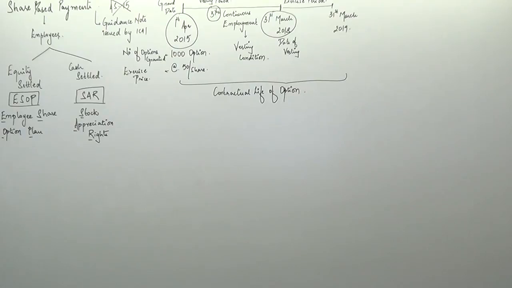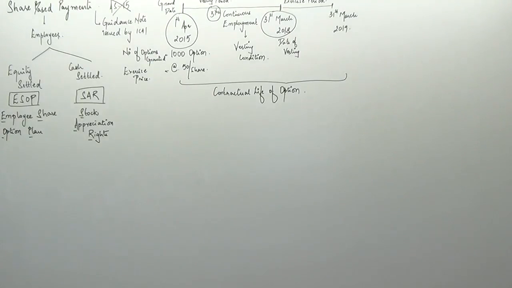Understand this. I'll construct my accounting only based on this example. They have granted options to a particular employee or a particular set of employees. Let's say all those people who are holding a managerial post or assistant managerial post are eligible to be allotted 1000 options at the rate of 50 rupees per share if they satisfy 3 years of vesting conditions from the date of grant.